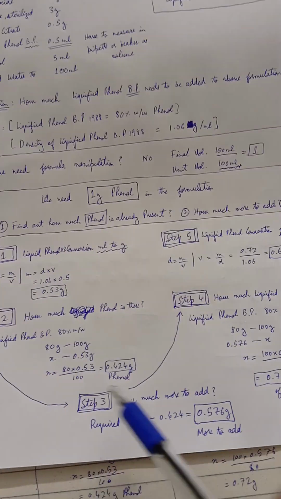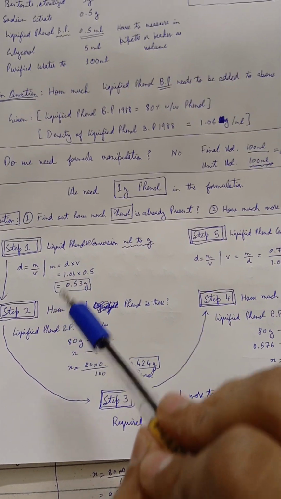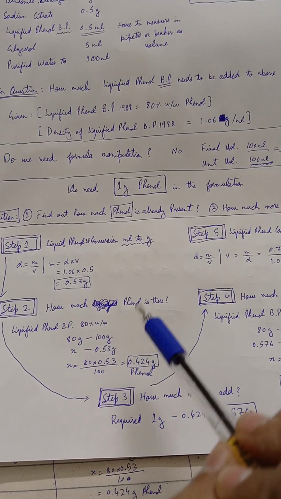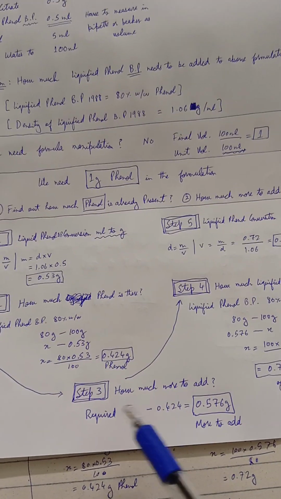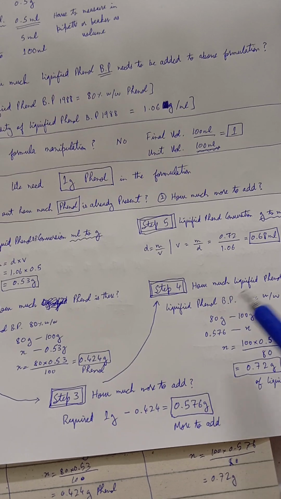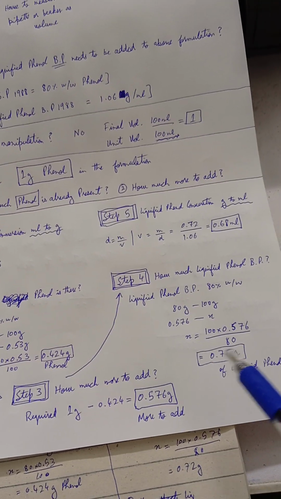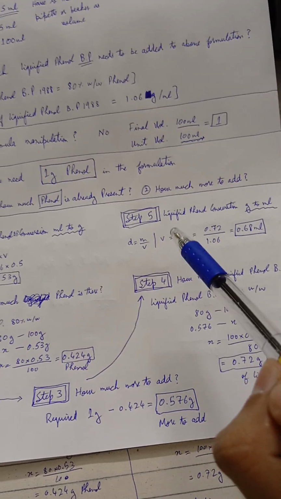So this is the way we solve it. First of all, we converted it from milliliter to grams. We found out how much phenol more to add. Okay, this much amount of phenol will be in how much of liquefied phenol. This is not pure. And then we converted this mass into volume.